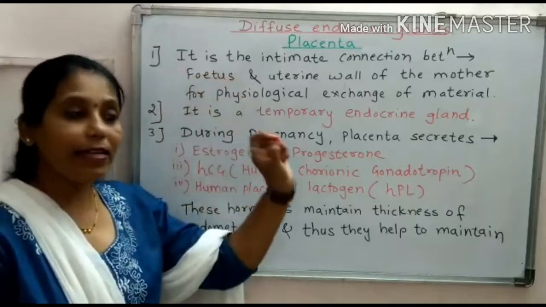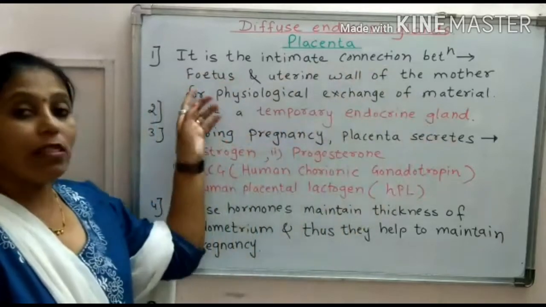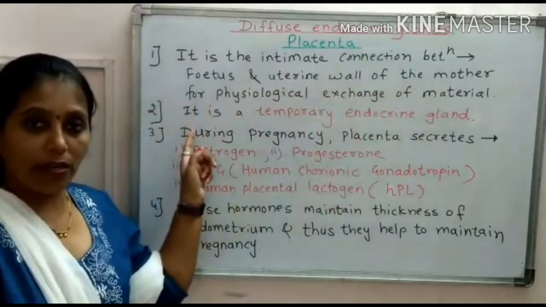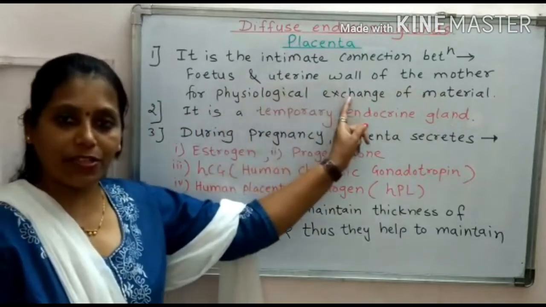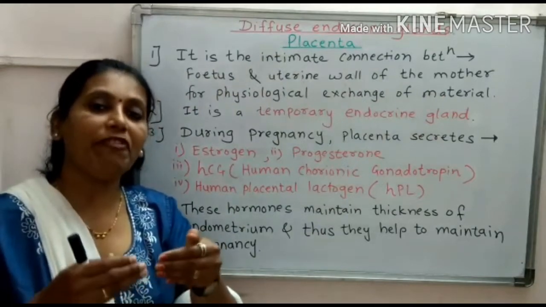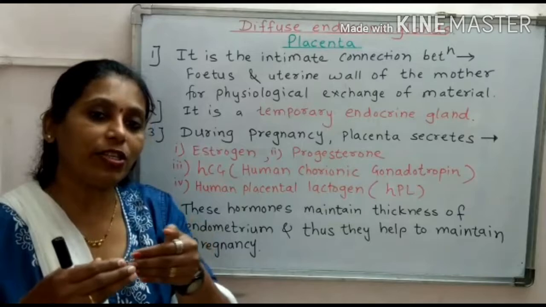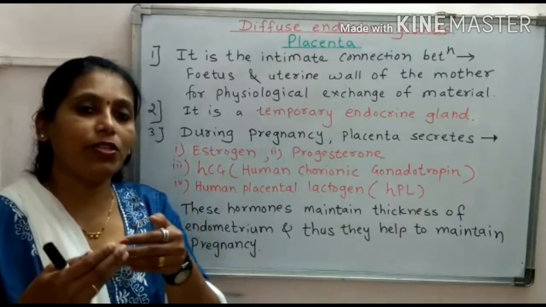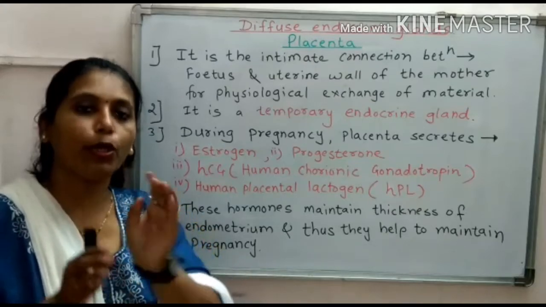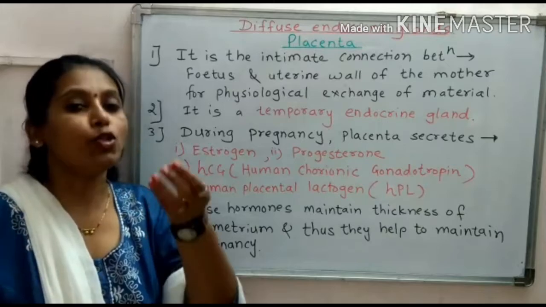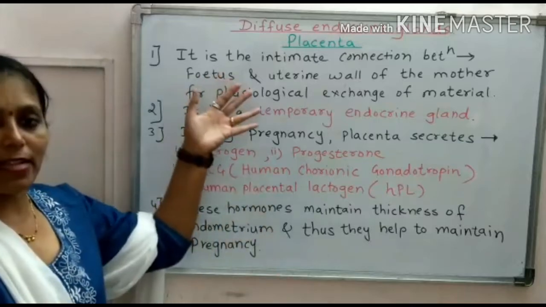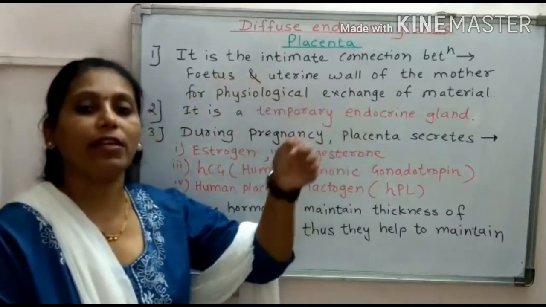It is the intimate connection between the fetus and the uterine wall of the mother for physiological exchange of material. Means it is the connection between the fetus and the mother. This connection is specifically for the exchange of material. Basically the mother provides nutrients and oxygen to the fetus through this placenta. So the placenta is a connection which consists of cells, or you can say tissues, and they secrete certain hormones.